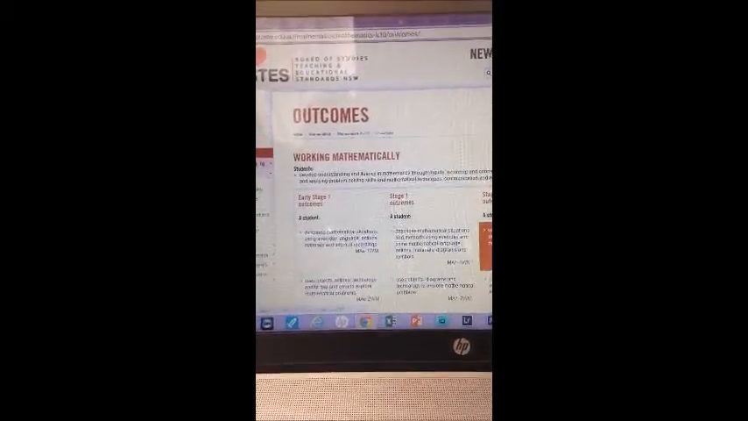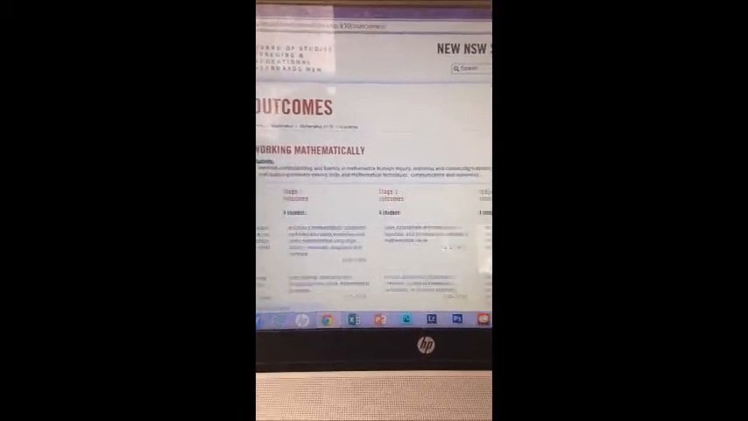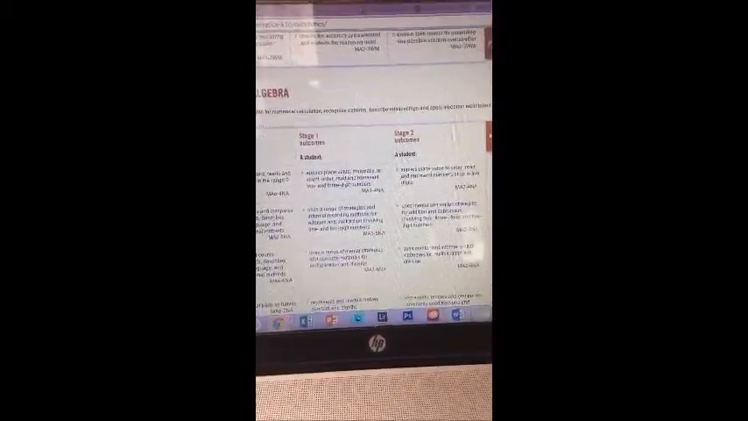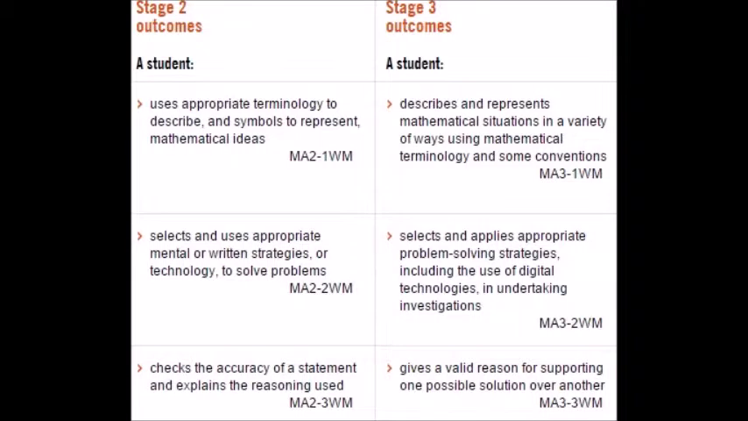The correct syllabus documents and details, such as MA2 to WN, including selects and uses appropriate mental or written strategies or technology to solve problems, will be used or placed within my prop box, so I, the teacher, have a clear understanding of what I should be teaching my students and where their learning should develop. The syllabus provides a clear sequence structure to centre my teaching around.